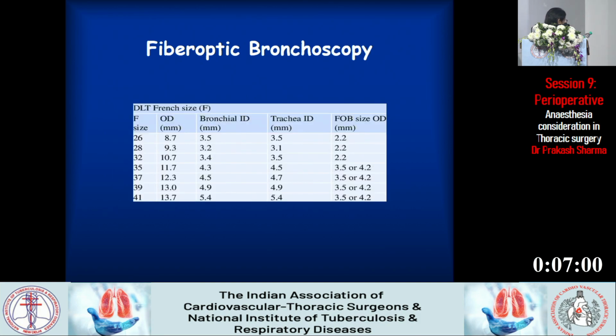This is a table which gives the correlation between the double lumen tube French size, the outer diameter of the tube, the bronchial diameter, and the tracheal diameter. This table shows us the sizes of the double lumen tubes and the sizes of the various bronchoscopes which are a must for the anesthesiologist to give one lung ventilation.